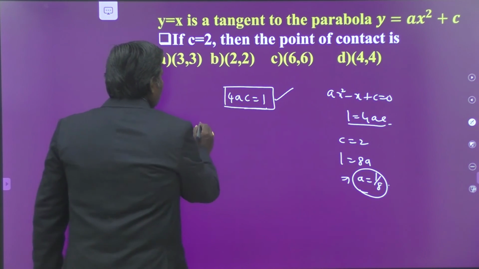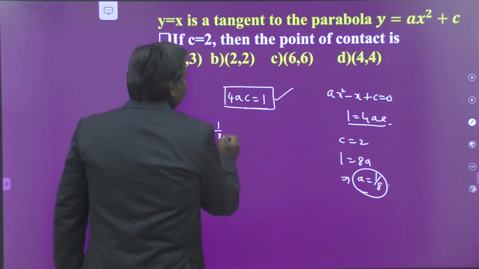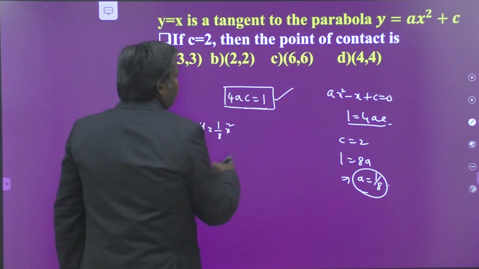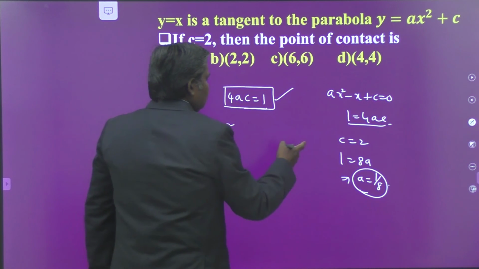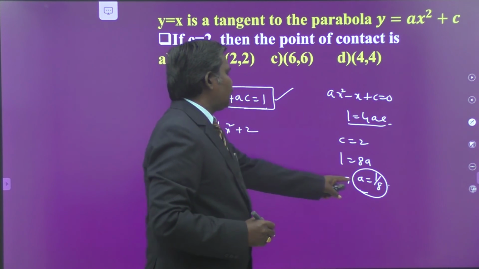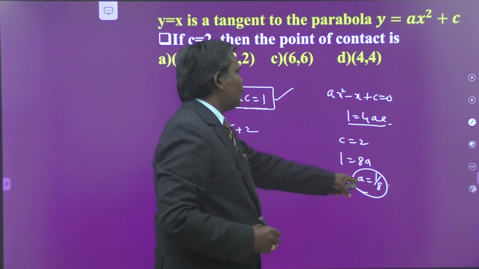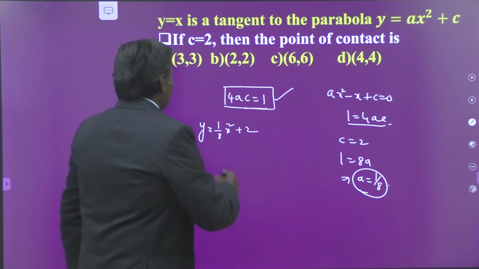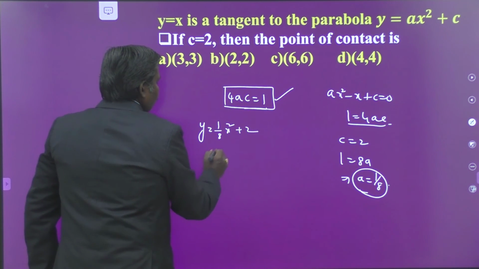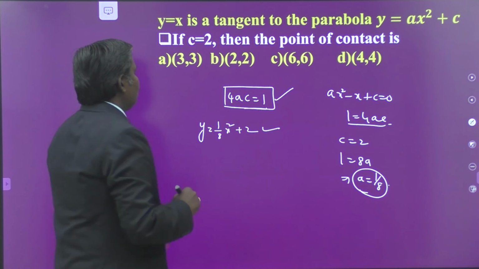So your curve is what? Y is equal to 1 by 8 x square plus c, where c is equal to 2. So we are substituting the values of a and c. C is given to you, from that you can calculate the value of a and substitute there. You have the curve: y is equal to 1 by 8 x square plus 2.